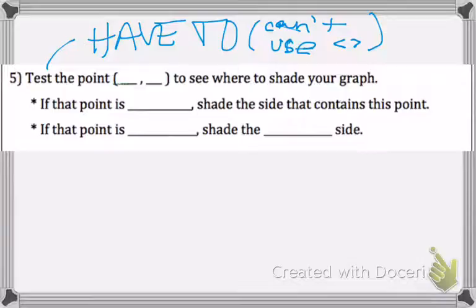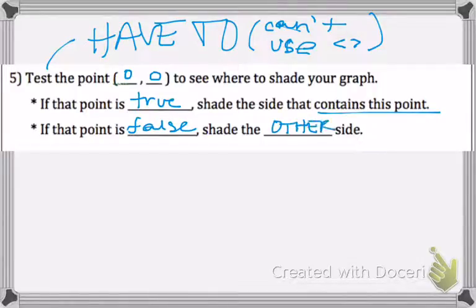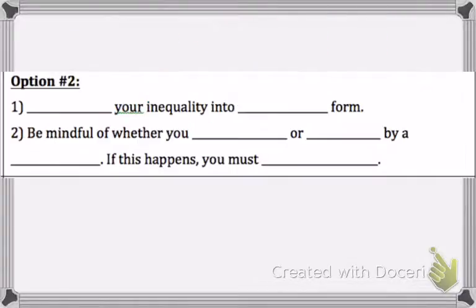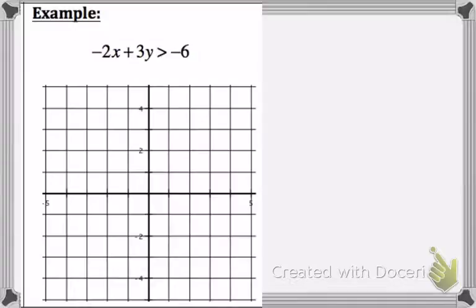Can't use the inequality to say above or below. So we want to test the 0, 0 point. If that point, once plugged into the inequality, is true, then we shade the side that contains this point, the true region. If that point is false, then we shade the other side, because you have a false side and a true side. So let's skip ahead to the first example, and we are going to follow these steps.